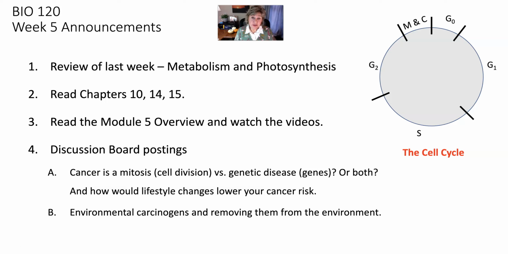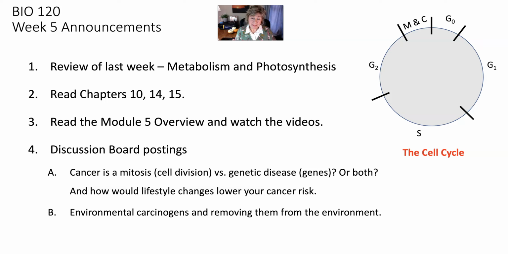Then you've got G2. So what happens in this second growth phase? This is where you make all of the cellular machinery that's needed for cell division. The spindle fibers, the centrioles reproduce, etc. So all the cell machinery needed for cell division is produced in G2.